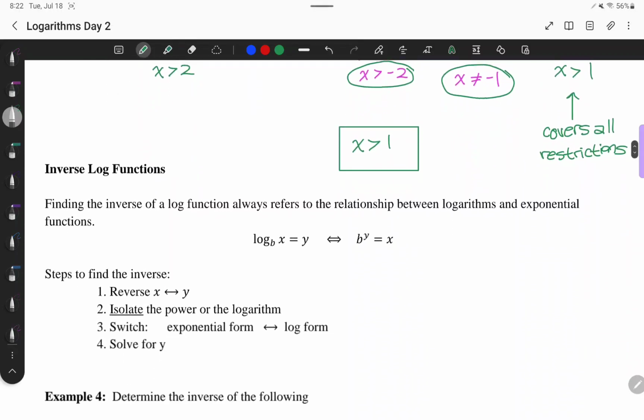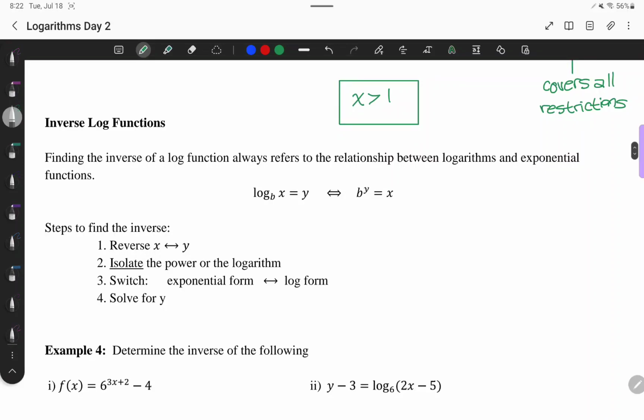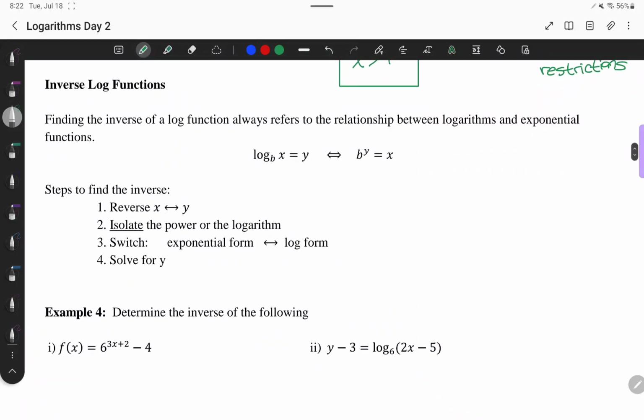Finally, finding the inverse. We say that the log function is the inverse of an exponential function. The reverse is also true. If you find the inverse of a log, it is an exponential function. If you find the inverse of an exponential function, it is a log. And we're going to follow the same inverse steps we've been following before. We'll take our equation, reverse x and y, isolate the power or the logarithm, and try to switch it to the other form. So if we started with exponential, we'll rewrite it as log. If we started with log, we'll rewrite as exponential. The reason we do that is we will then solve for the new y, which used to be x.